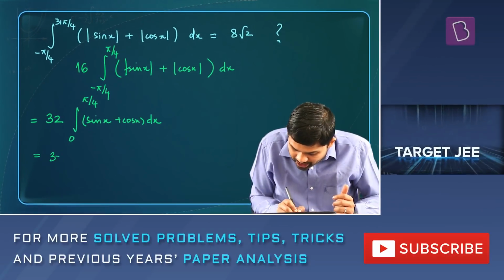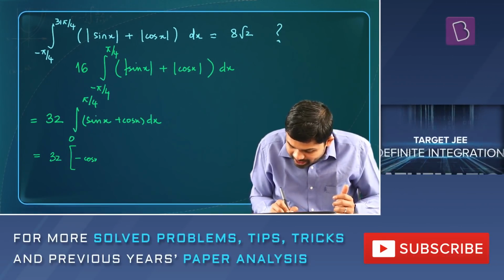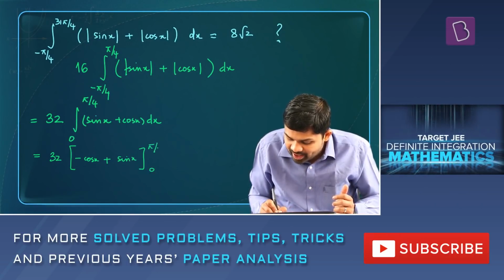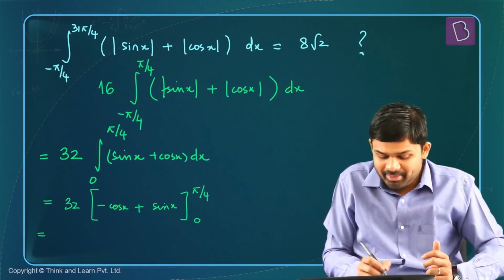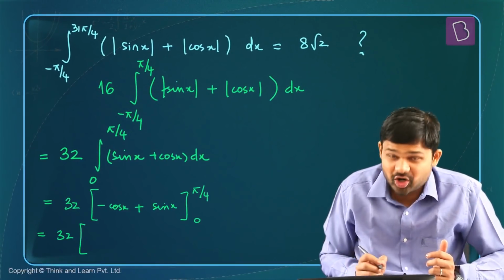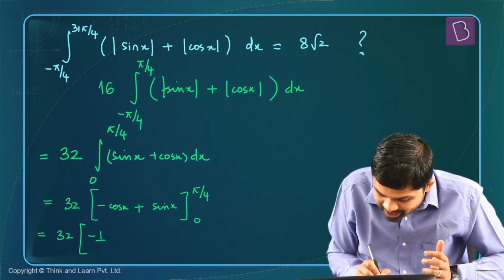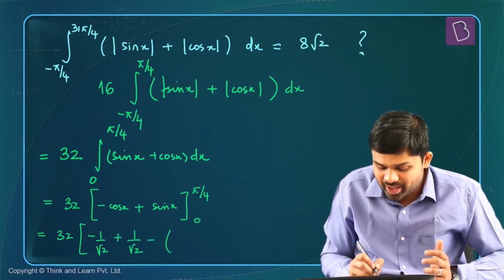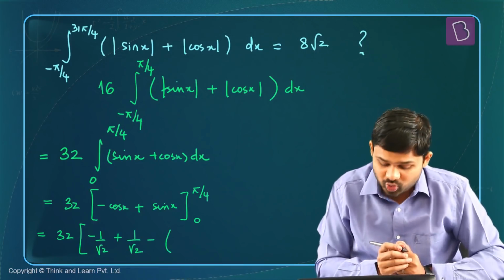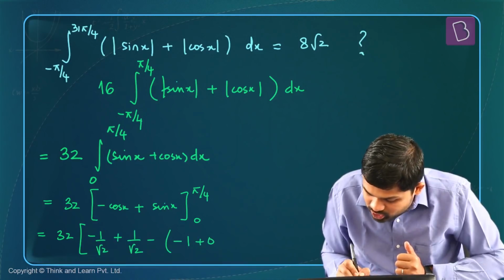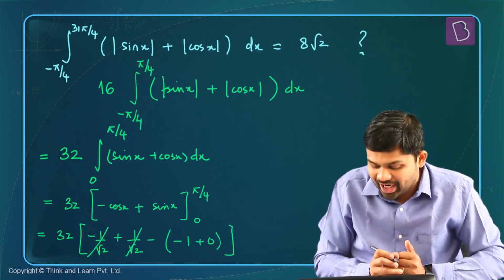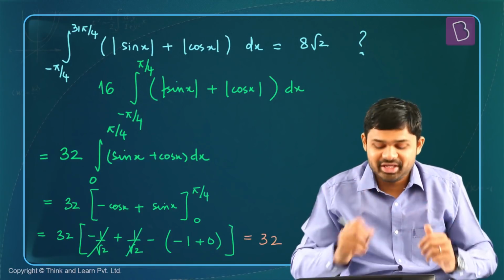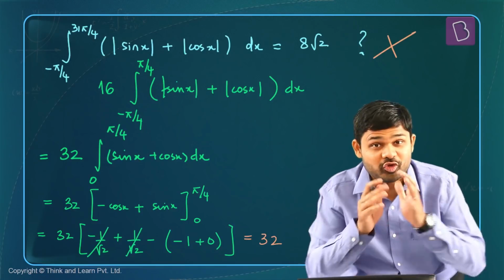So you have 32 times negative of cos x plus sin x evaluated between 0 and pi by 4. At pi by 4, cos x takes the value of 1 by root 2. So you have minus 1 by root 2 plus sin x, which is 1 by root 2, minus of, at 0, cos 0 is 1, so minus 1 plus sin 0, which is 0. So this is going to just cancel out and you will be left with an answer of 32. So again, whatever is given in option D is also false.